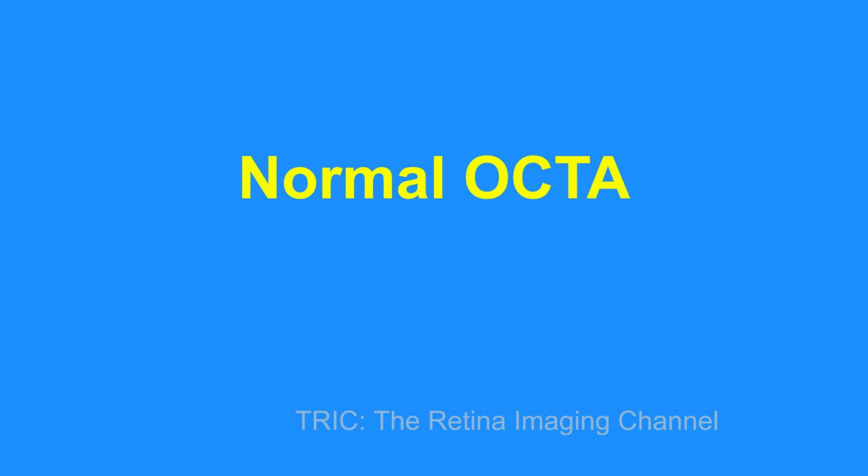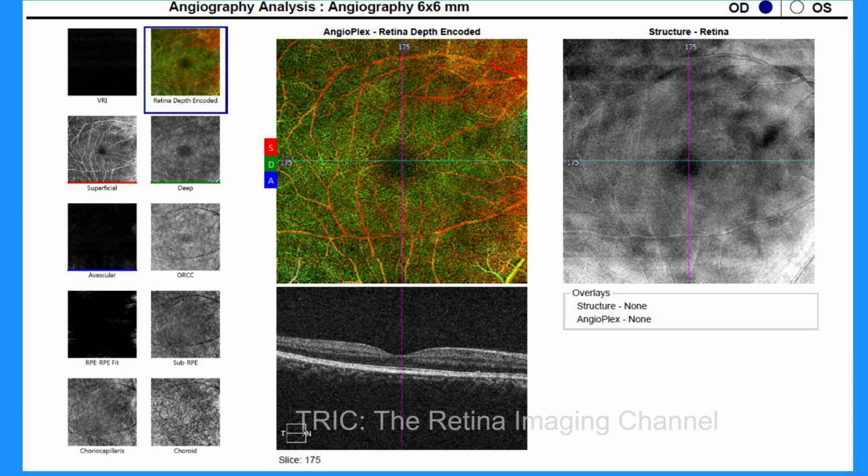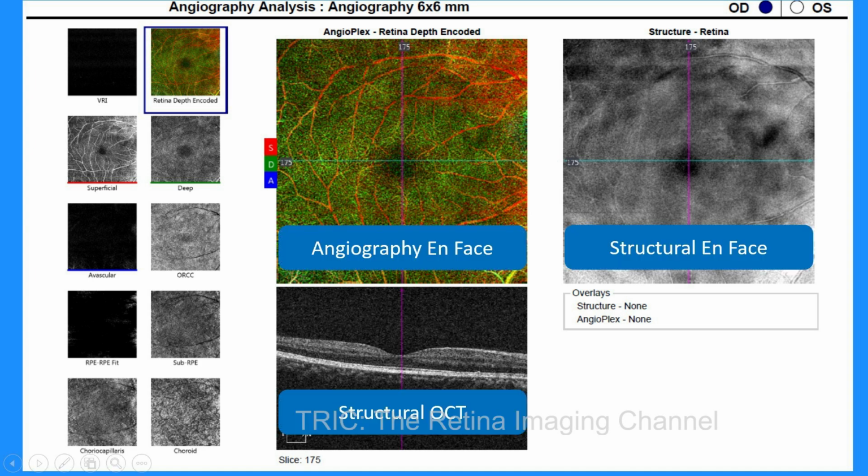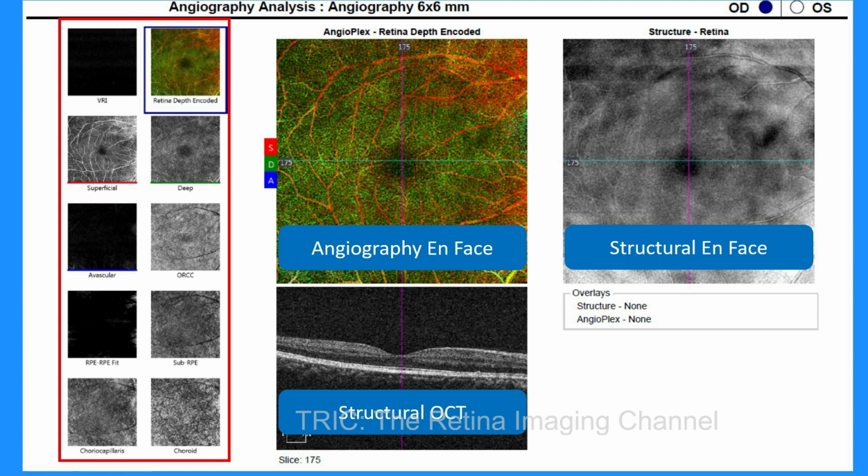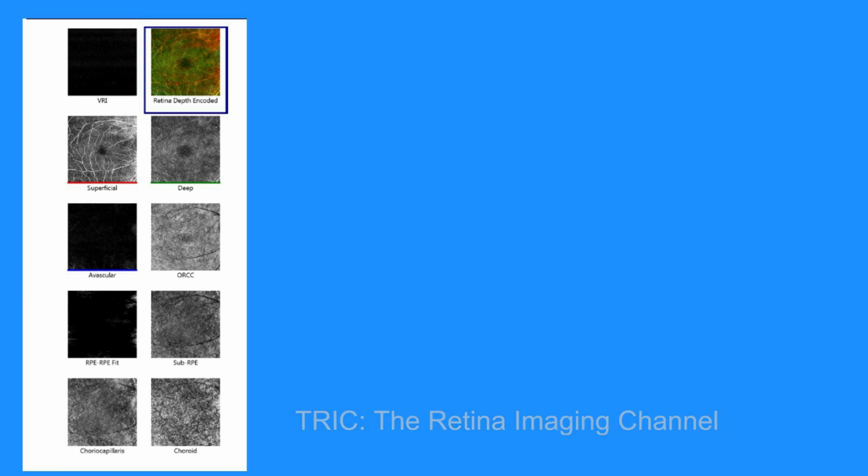In this video we'll be talking about normal OCTA. For this video we are using a 6x6 mm scan obtained on the Zeiss Angioplex machine. We have three large images, which are the angiography en face image, the structural en face image and a structural OCT. And there are a set of smaller images on the left. We'll look at each of them.